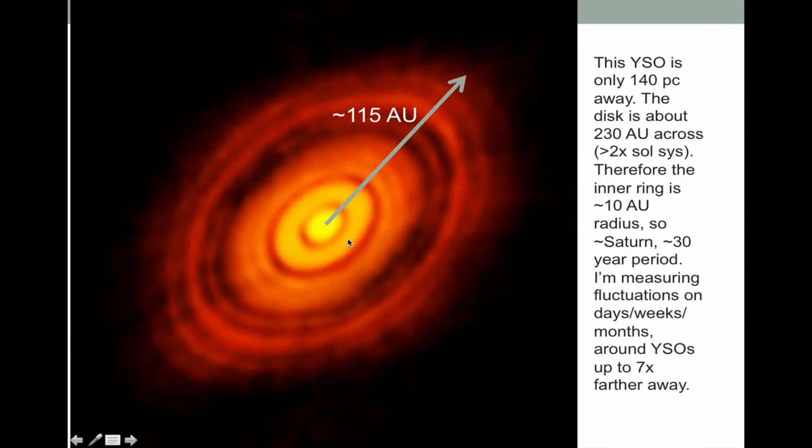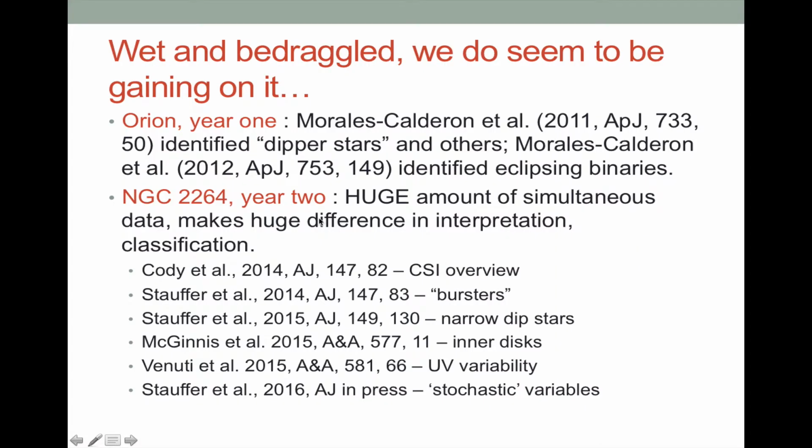And when we do these YSOVAR observations, we're measuring fluctuations on minutes, hours, days, weeks, and months. We're also working around young stars that are up to 7 times further away than this thing. So it's giving us insight on what's happening really close to the star. So we do seem to be gaining on it.